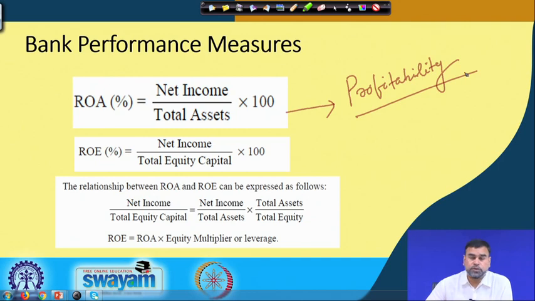Then you have the ROE, which is return on equity. Equity holders, the people who invest in that particular bank's stocks, are much more concerned about the return on equity. So, what is return on equity? It is your net income upon the total equity capital the company has. In monetary terms, whatever total amount of equity the company has, net income upon the total, that measures how this net income is distributed among the equity holders. So, net income upon the total equity capital will give you the return on equity, and multiplied by 100, that will give you the percentage. That is also one of the most important performance measures of the bank.